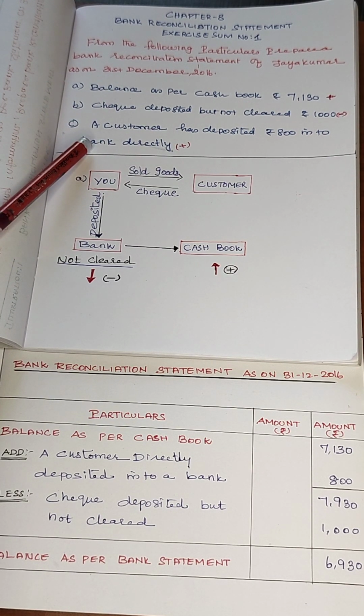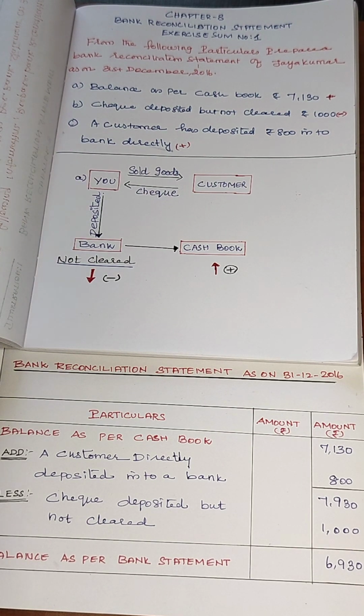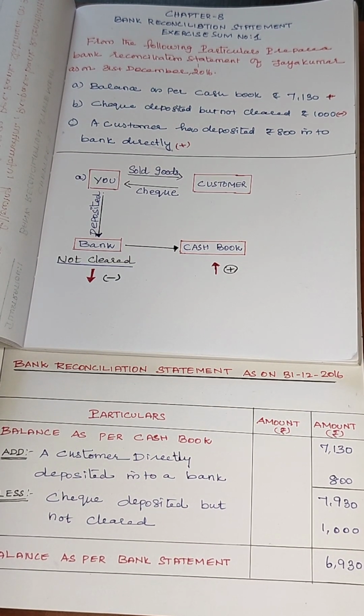The next transaction is a customer has deposited 800 rupees directly into a bank. Listen here, when you received a check from your customer, then you deposited that 800 rupees check into the bank directly. Listen carefully, whenever you deposit a check on or before 10 a.m. on that day into a bank, it will be cleared within a day. So if your check is cleared, then your bank balance as per the bank statement is increased. So you have to add this transaction.